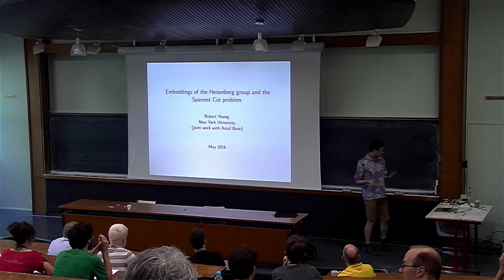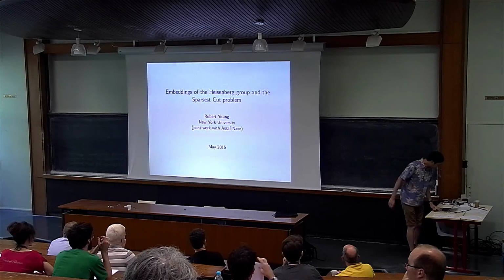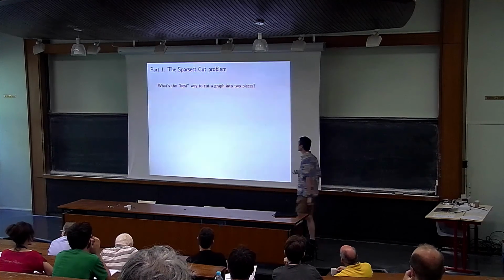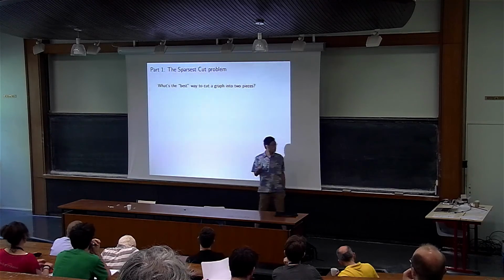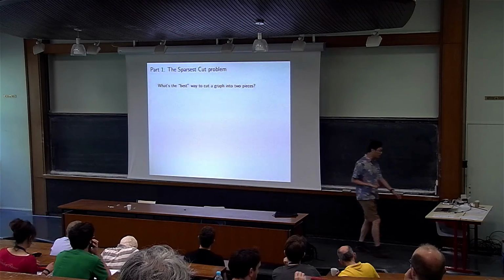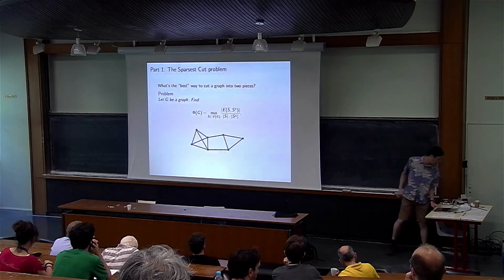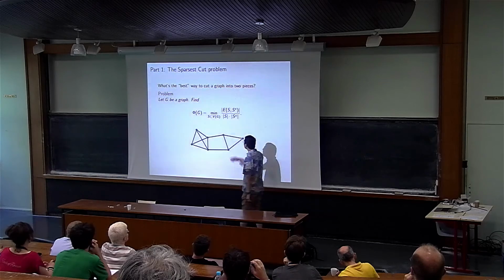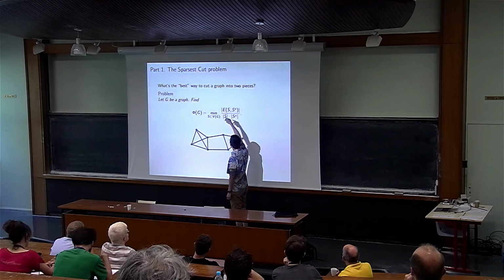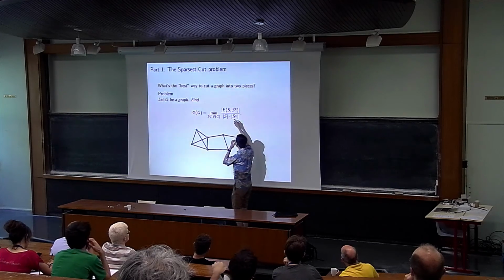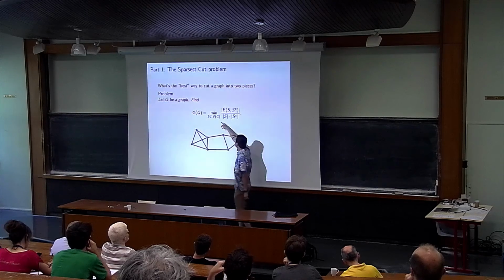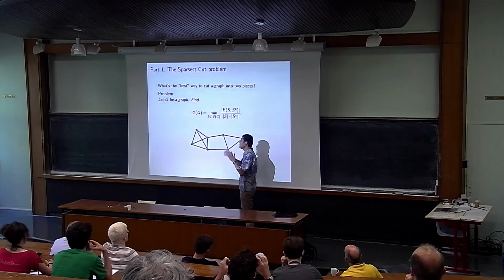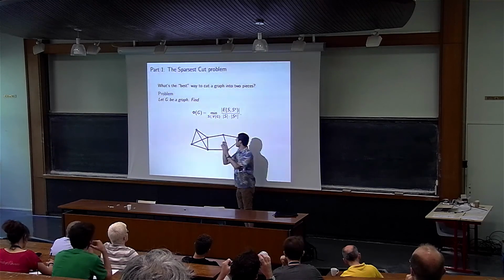Okay? So let me start by introducing the Sparsest Cut problem. The Sparsest Cut problem is a problem from computer science. It asks what's the best way to cut a graph into two pieces. So the input to the problem is a graph. And the question is to find the value of this function phi, which is the minimum sparsity of a cut of the graph. A cut of the graph is a subset of the vertices of the graph, and we think of this as cutting the graph into two pieces, the set and its complement.